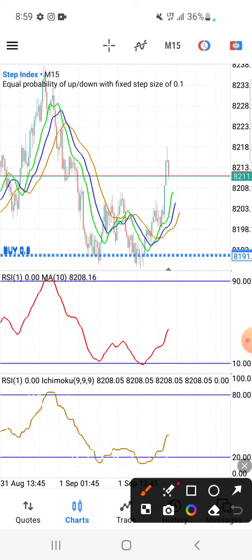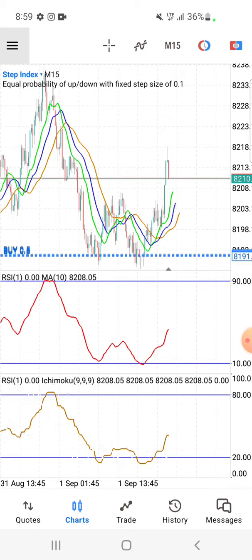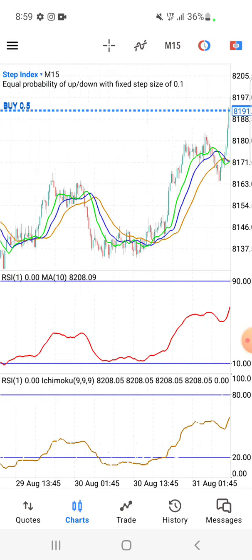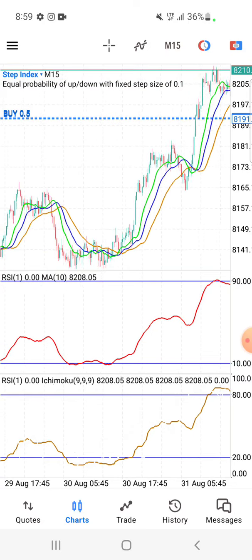This is step index, 0.5 lot size, and I opened more than 4 positions. I opened 5 positions in this trade, and this is over $400, guys. So this strategy actually works. So let's do a little bit of back testing. Let me show you guys a similar instance.